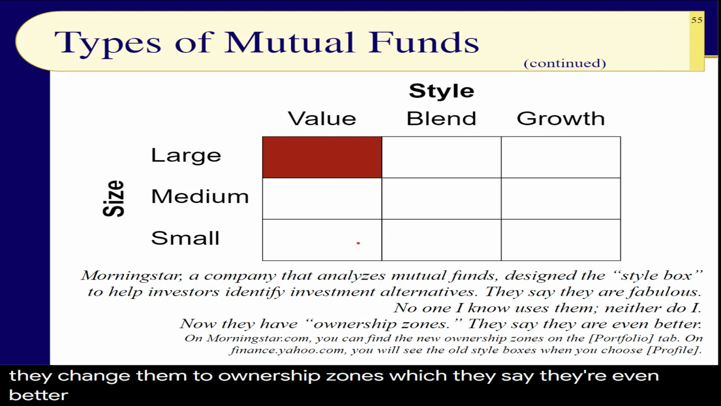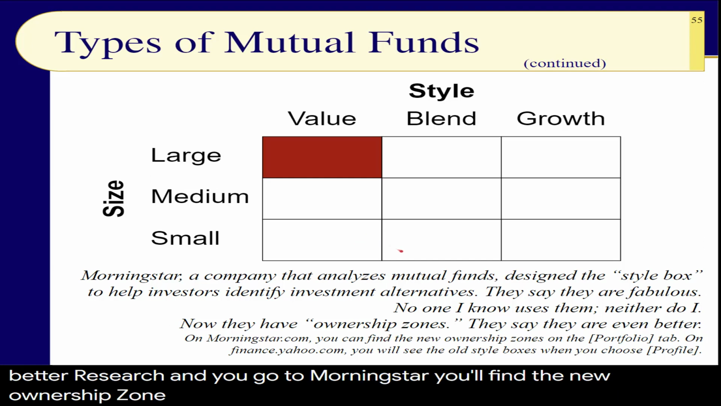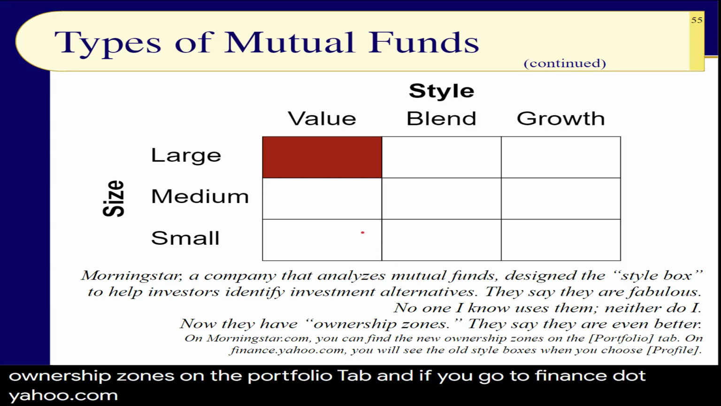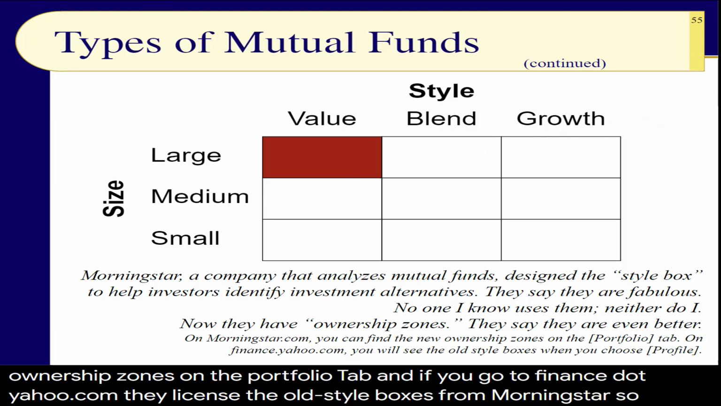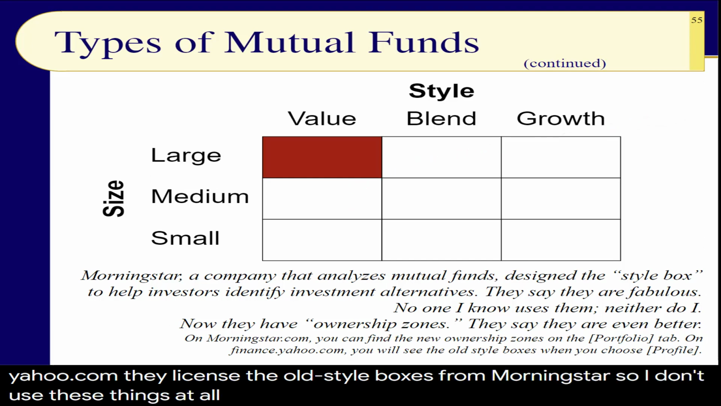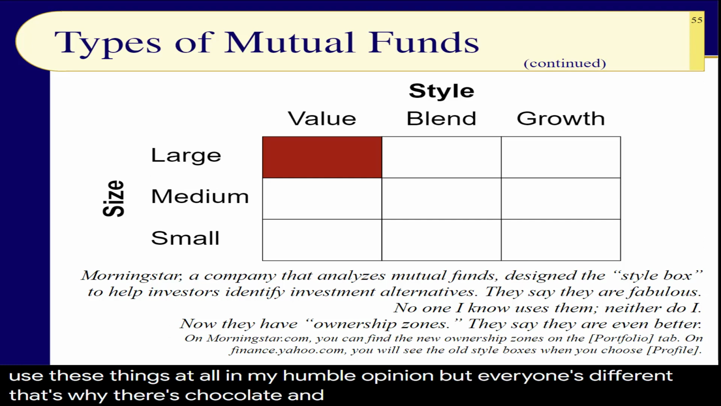When you do your research and you go to Morningstar, you'll find the new ownership zones on the portfolio tab, and if you go to finance.yahoo.com, they license the old style boxes from Morningstar. So I don't use these things at all, in my humble opinion. But everyone's different. That's why there's chocolate and vanilla, and some people like strawberry.